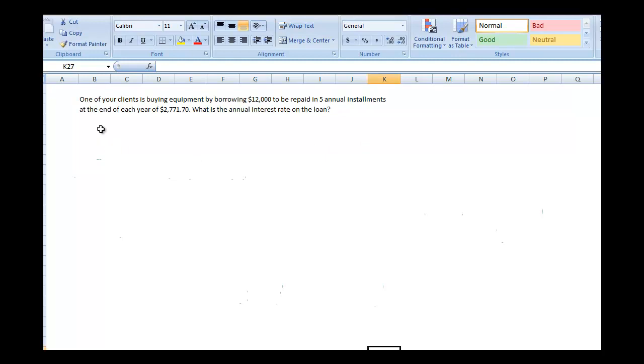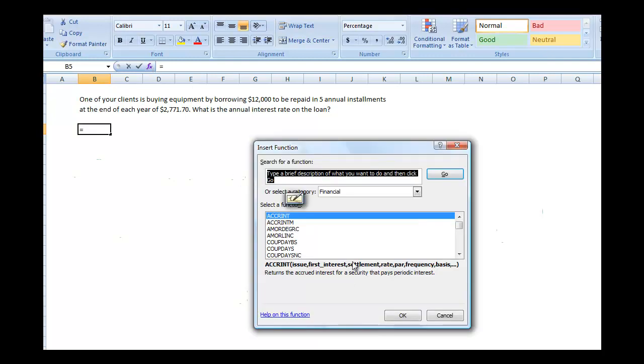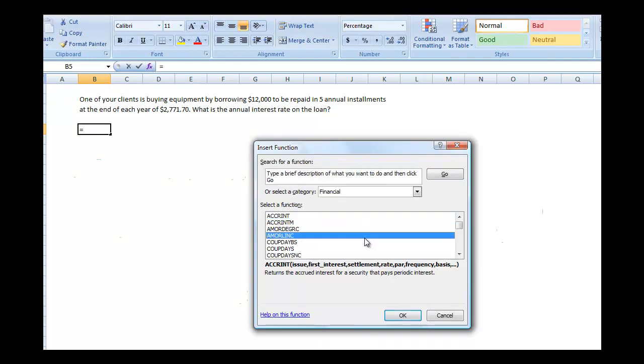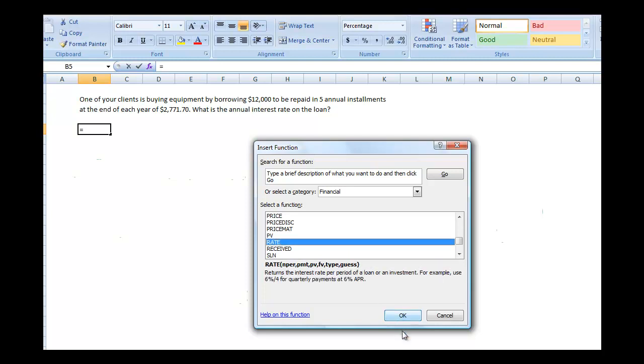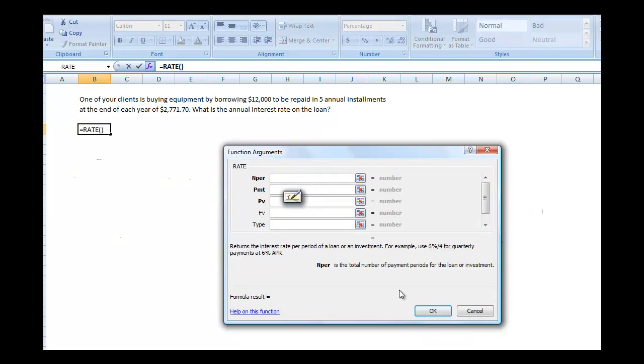Well, the first thing we want to do in Excel is open up our function box, and we're going to look for something that's called rate. And I think if we're in financial and we scroll down, we should find it if you're following along with me here. Here we go, rate, because that's what we want to calculate.